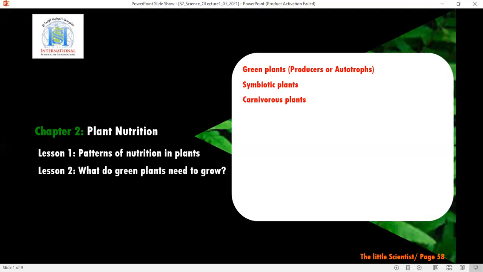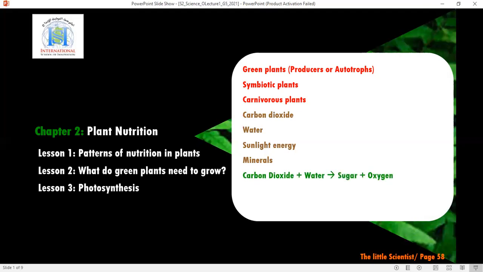Green plants, which are the producers, need several things to grow. They take in carbon dioxide from the air using their stomata, the stomata of the leaves. They also use their roots to take water and minerals from the soil. And the chlorophyll that gives them their green color helps them to catch sunlight energy for photosynthesis.